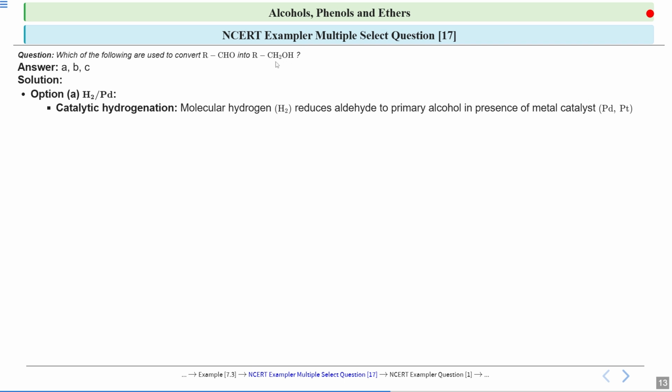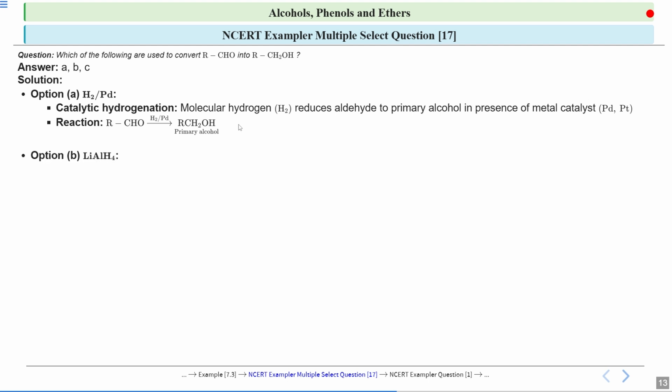Now look at the question. This is a primary alcohol. So in case of catalytic hydrogenation, your molecular hydrogen reduces it to primary alcohol in presence of a metal catalyst. The reaction is, this is an aldehyde group, and using H2 and a catalyst, see, it is reduced to primary alcohol. How primary? Because this carbon to which your OH group is attached is further connected by one carbon atom only. There is only one R group, so there is one carbon atom. So this is a primary alcohol.